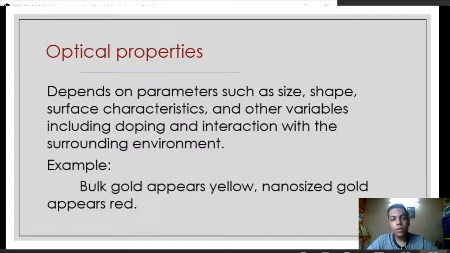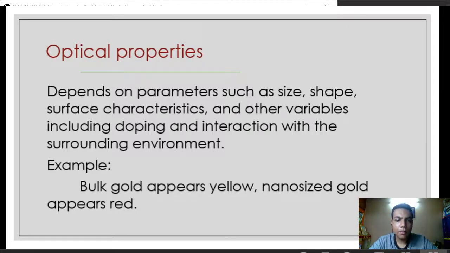So moving to the first property, that is optical property. One of the most fascinating and useful aspects of nanomaterials is their optical properties. It depends on parameters such as size, shape, surface characteristics, and other variables including doping and interaction with surrounding environments. Example of this is bulk gold appears yellow and nano-sized gold appears red.